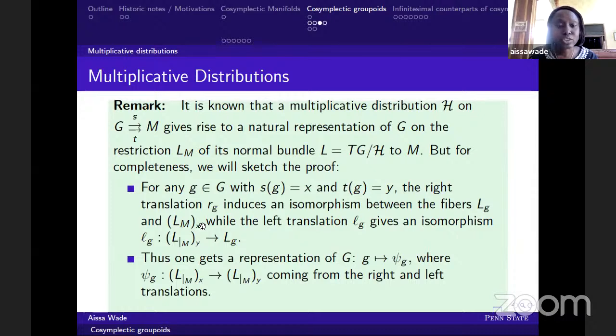So now if I combine these two, I get an isomorphism that will send the fiber over x to a fiber over y. And this satisfies the condition of a representation, meaning that you have a linear action. So any multiplicative distribution gives me a natural representation of G on my vector bundle LM.